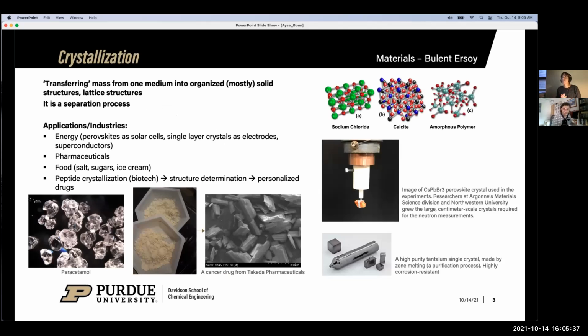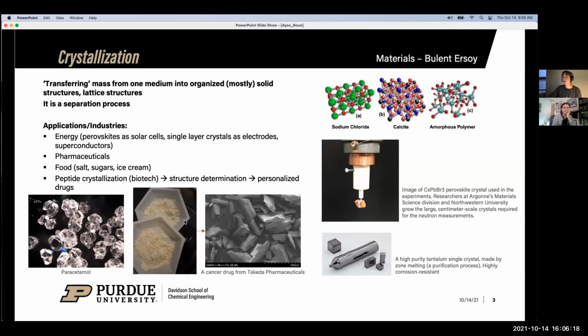And let's start. So crystallization is basically a separation process, and it has a lot of applications. So this is how I like to put it. It's the transfer of mass from one medium, from gas or liquid, into organized solid structures. And these are special structures. They help people a lot to realize new research, very cool research, from energy to pharmaceuticals, food, or biotech. And here there are some examples that I put here if you want to read through. But today I will mostly focus on pharmaceutical crystallization.